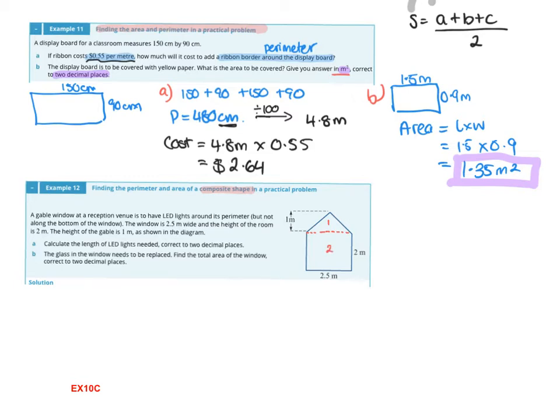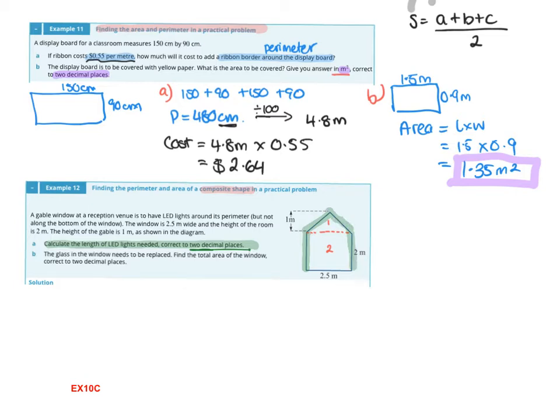So it says the gable of a window at a reception venue is to have LED light around its perimeter, but not along the bottom of the window. The window is 2.5 wide, and the height of the room is 2 meters, and the height of the gable is 1 meter as shown in the diagram. So it's saying calculate the length of LED that needs to go, and make sure you're using 2 decimal places. So it only has to go along here, here, there, and there.